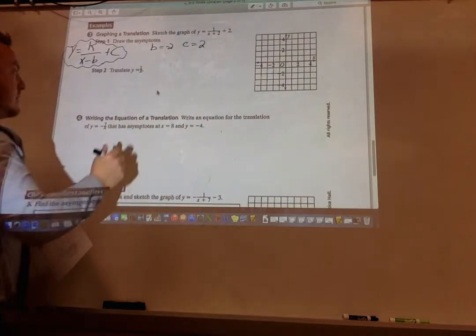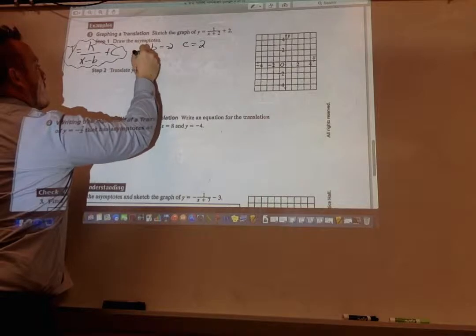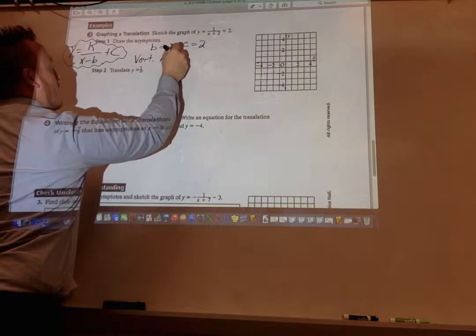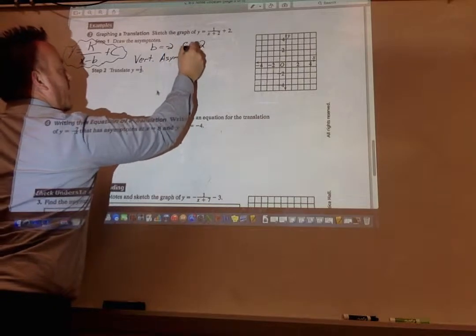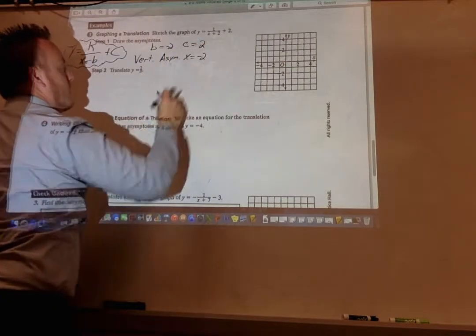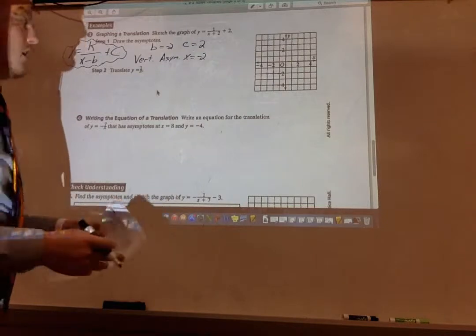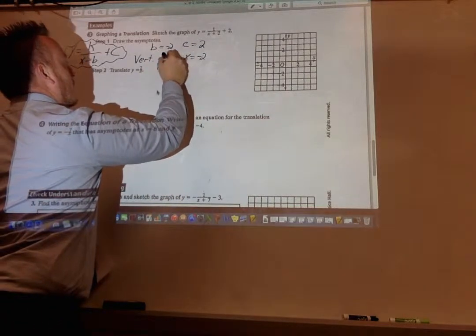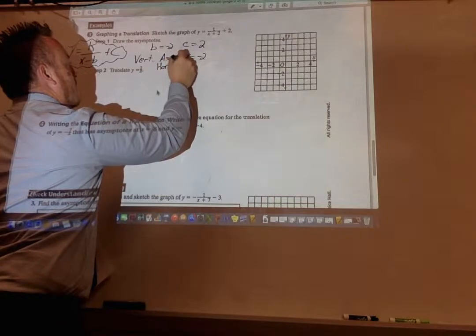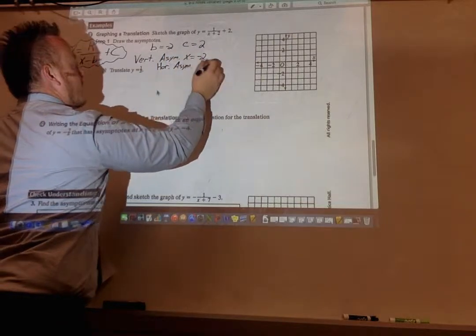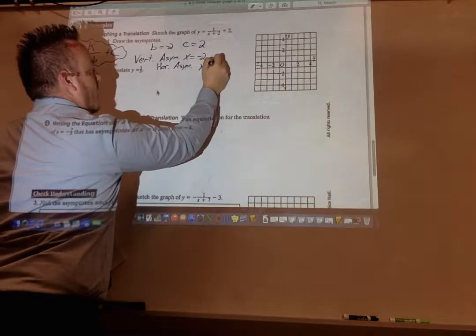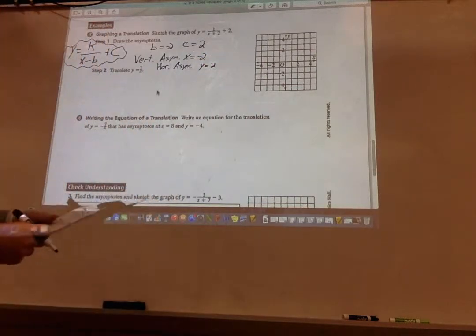So our vertical asymptote is at x equals -2. And then our horizontal asymptote is going to be up 2. So we're going to move up 2, so it's going to be y equals 2 rather than y equals 0.